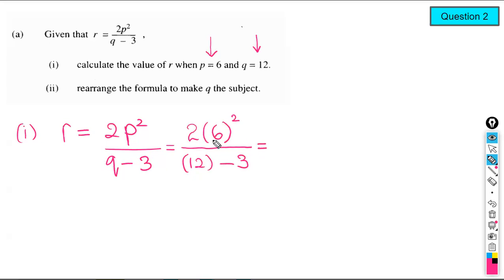Now I think I know what went wrong with some people's answers. Tell me which is the correct way to do the top part. And some people were typing it in wrong on the calculator. Should I say 2 multiplied by 6 squared on the calculator? Or should I square the 6 first and then multiply it by 2? Well, which is the safer way to type that in on the calculator? The first way or the second way? The one on top or the one underneath?